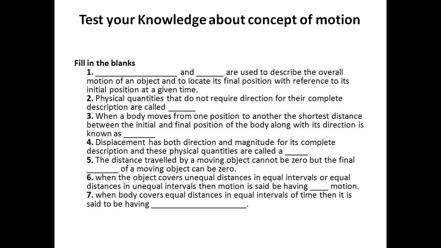Now come to the second question. Physical quantities that do not require direction for the complete description are called what? We already discussed that distance and displacement require direction because they have a specific path, a shortest path to cover. So distance and displacement will not be the correct answer. So what will be the correct answer?